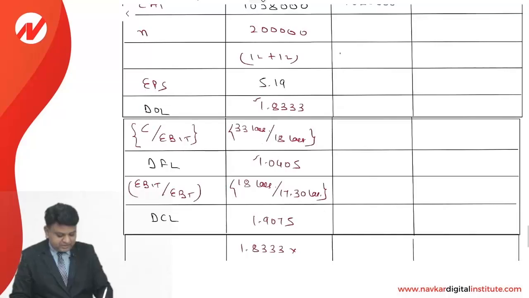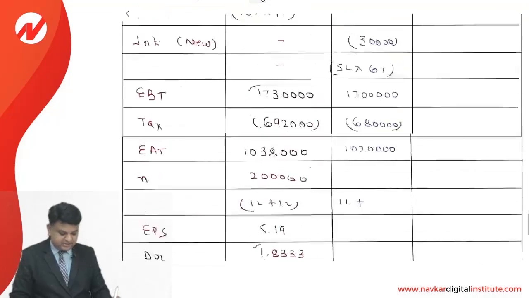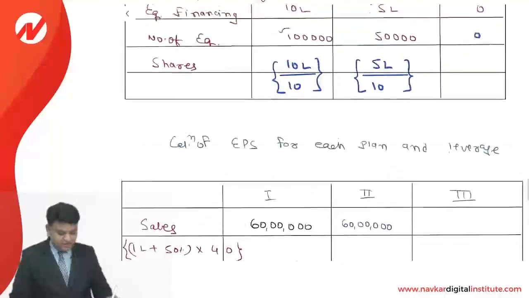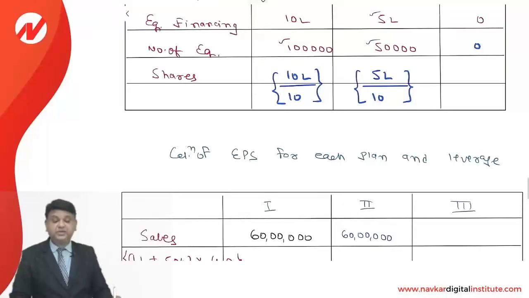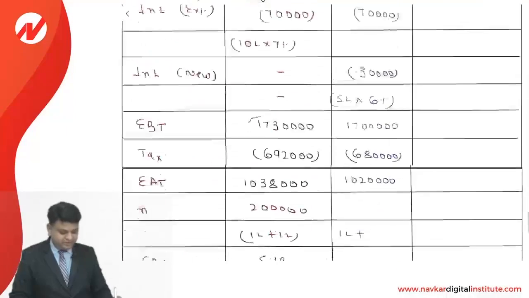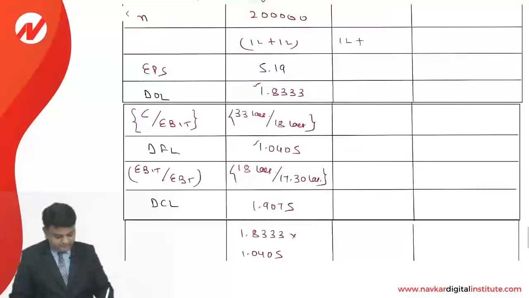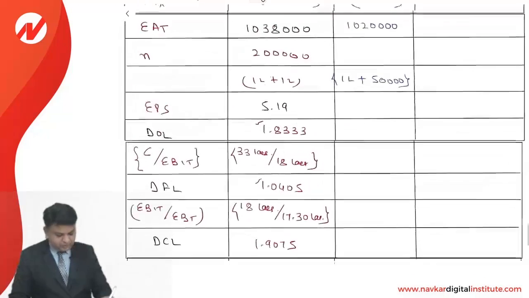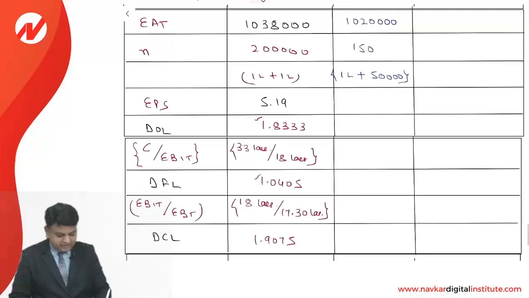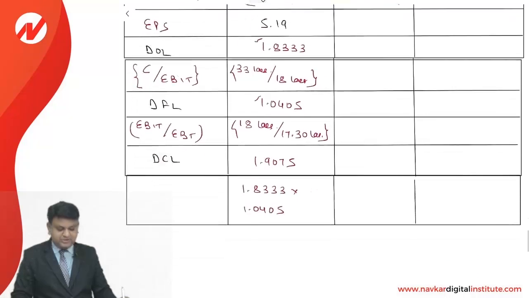Number of equity shares are existing 1 lakh, plus in the second option we will be having an additional issue of equity shares, 50,000. So the total number of shares will be 1,50,000. 10,20,000 divided by 1,50,000. So the earning per share is 6 rupees 80 paise.